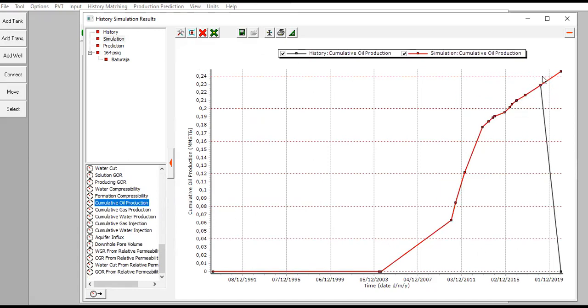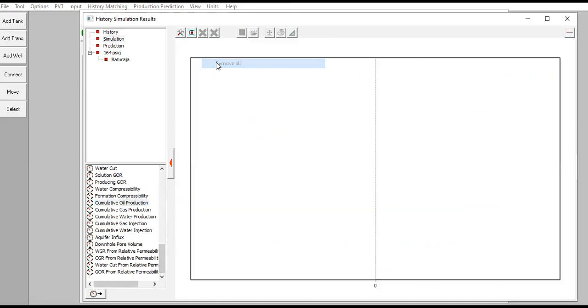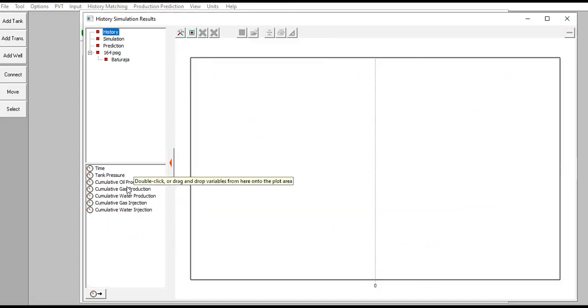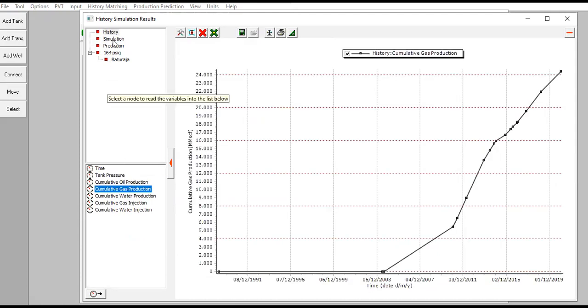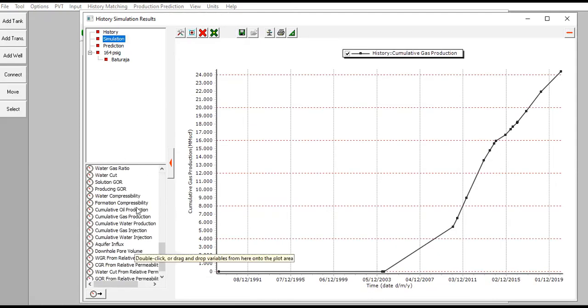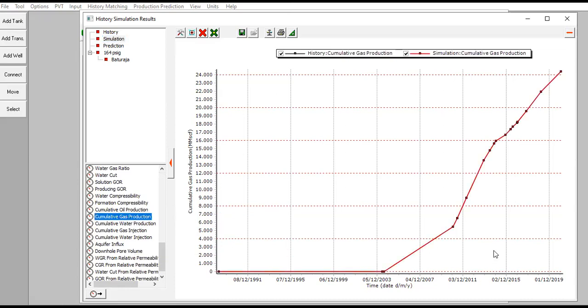Okay, so there is a discrepancy here. But that's okay, more or less the matching is very good. Cumulative gas production for history and simulation is perfectly the same, right? For cumulative gas production between history and simulation.